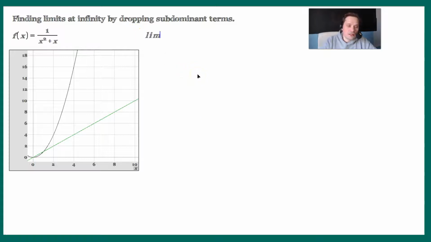You can write the limit as x approaches positive infinity of 1 over x squared plus x as ultimately, because x squared gets so much bigger than x, like the graph suggests, the same as writing the limit as x goes to positive infinity of 1 over just x squared. In other words, I just dropped the x term for the reason that the graph expresses.